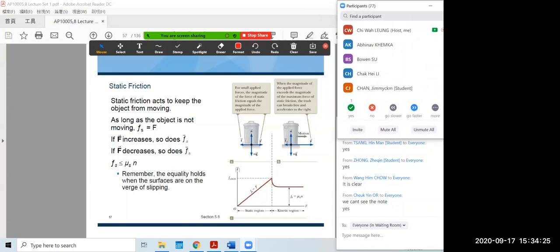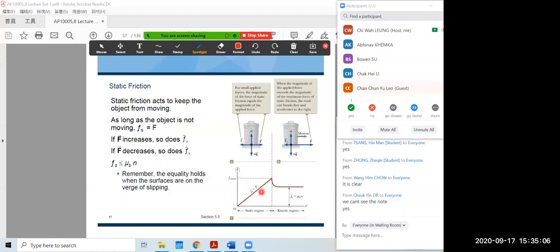We have two regions. The first region is the static region, where the object is not moving. If you do not have the external force, the frictional force is simply absent. You do not expect the object to move. According to Newton's first law, an object would remain stationary when there is no net force. So if no net force, it means the forces are canceling one another, or there is simply no force at all. Because no external force is applied, there is no frictional force.